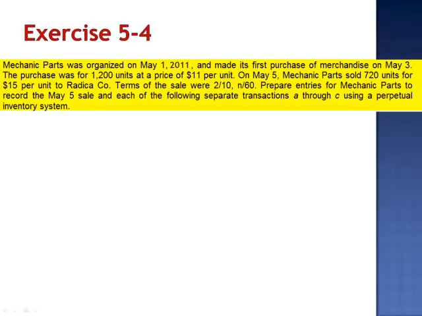Exercise 4. Mechanic Parts was organized on May 1st, 2011, and made its first purchase of merchandise on May 3rd. The purchase was for 1,200 units at a price of $11 per unit. On May 5th, Mechanic Parts sold 720 units for $15 per unit to Radica Company. Terms of the sale were $210 net 60.